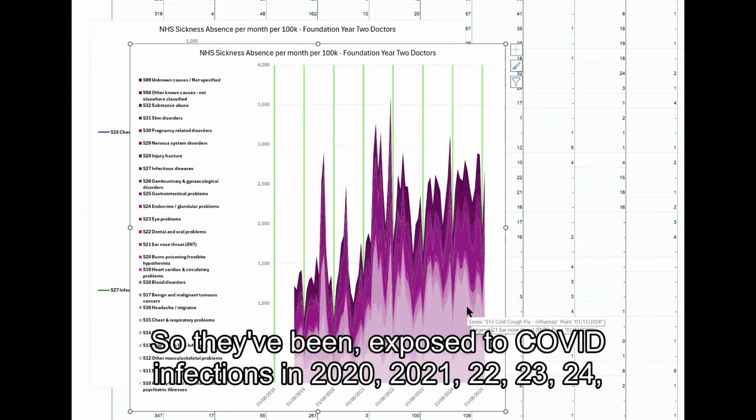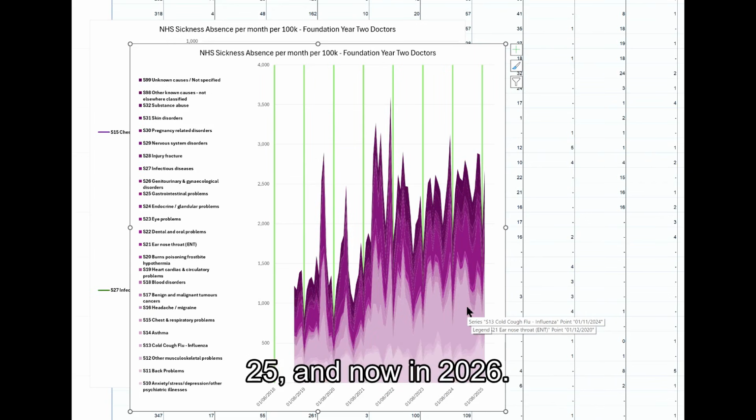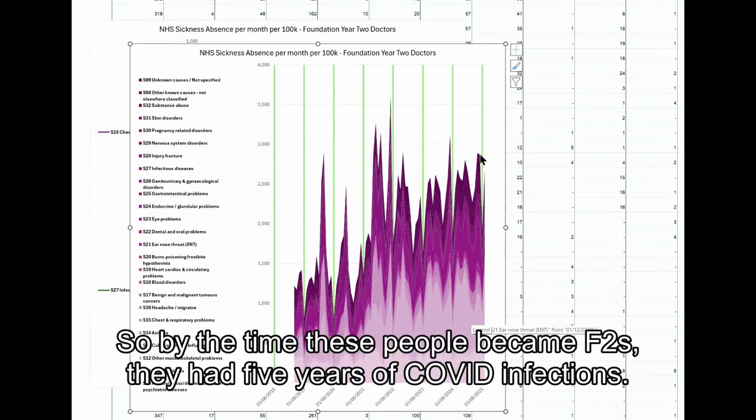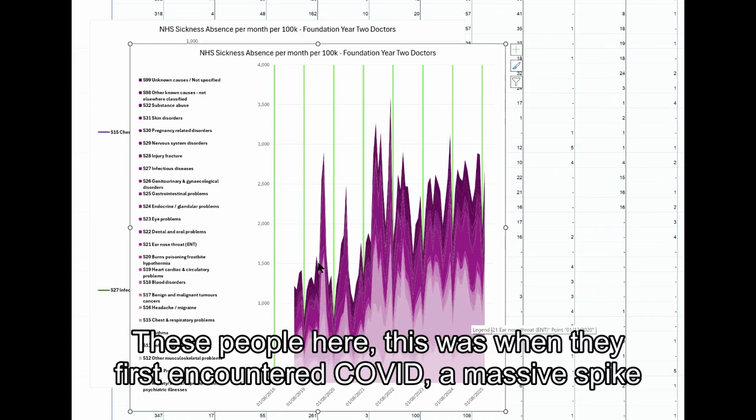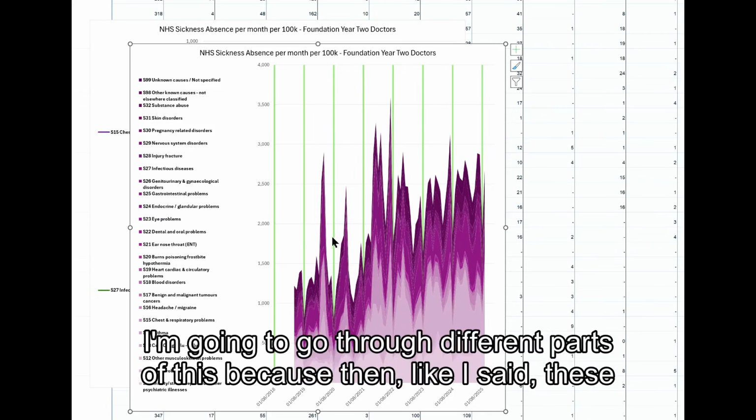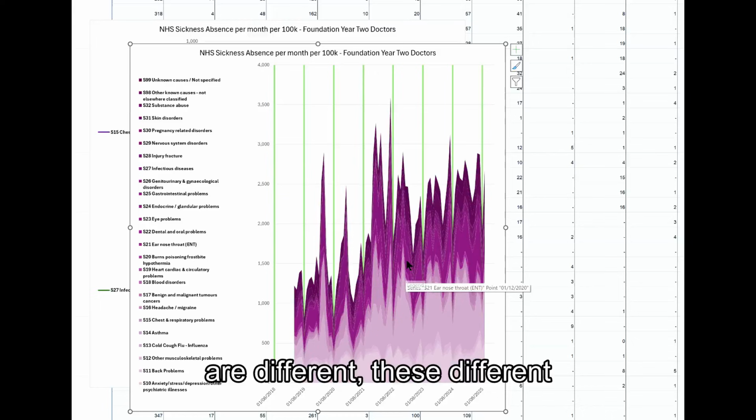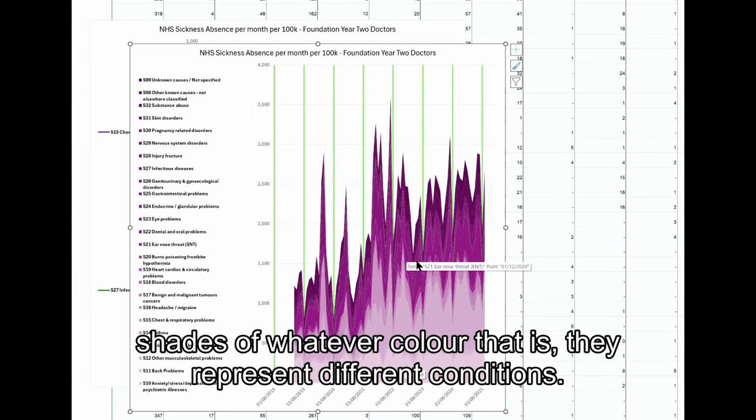So they've been exposed to COVID infections in 2020, 2021, 22, 23, 24, 25, and now in 2026. By the time these people became F2s, they had had 5 years of COVID infections. These people here, this was when they first encountered COVID, a massive spike when COVID infections first arrived. I'm going to go through different parts of this, because, like I said, these different shades of whatever color that is represent different conditions.